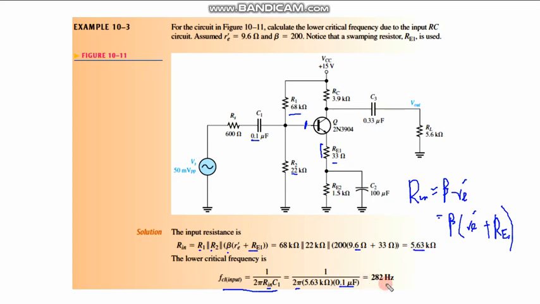So if I put the values in the equation, the critical frequency comes out to be 282. So this is the value where, if the frequency is further reduced, there will be a further reduction in the voltage gain. But at this frequency there is only a relative reduction of minus 3 dB.